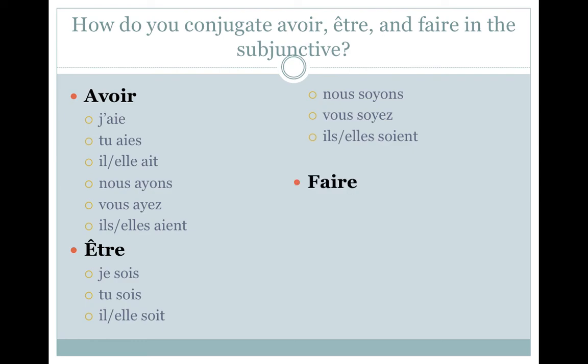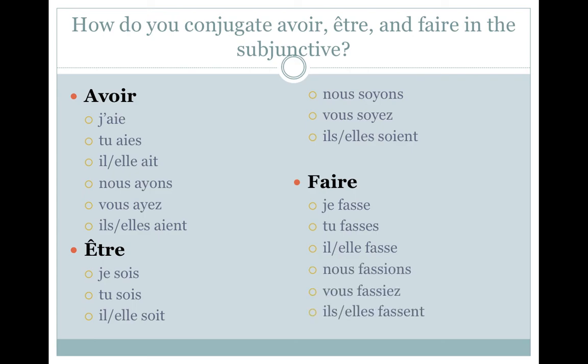And lastly, we have faire in the subjunctive: je fasse, tu fasses, il, elle fasse, nous fassions, vous fassiez, and ils, elles fassent. So take a minute to copy these down, start noticing patterns, highlight things in different colors if you need to recognize the stems and the endings, and then make sure that you put all of this in your notes.